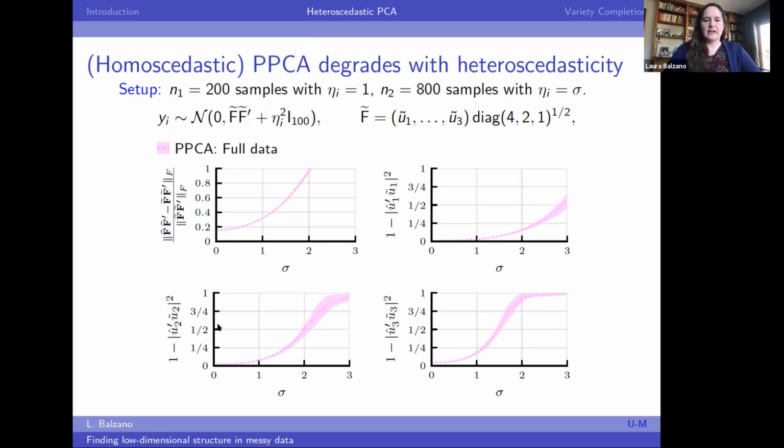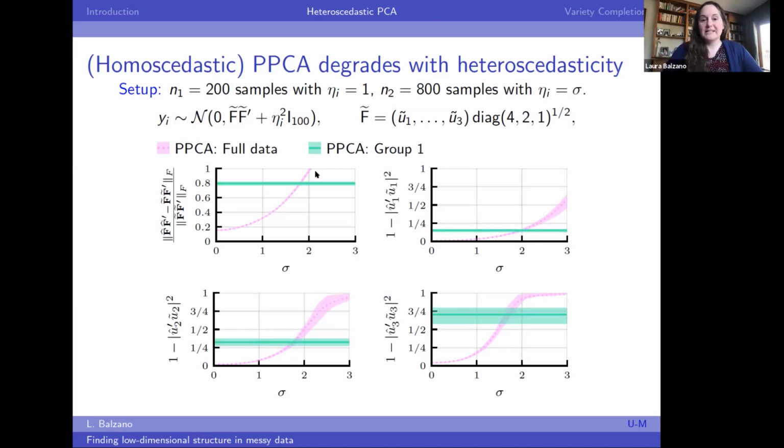And in these three, I show recovery of three principal components because I'm assuming that my F tilde is rank 3, okay? And one of my groups has noise variance 1, whereas the other group has variance that's on this x-axis. So you can see when the noise variance is small, it gets a better recovery, but it very quickly degrades as the other group's noise variance deteriorates.